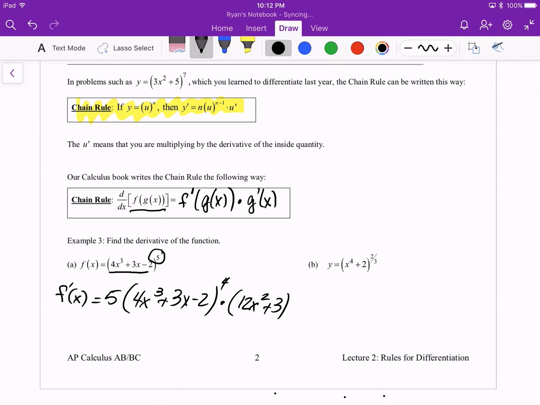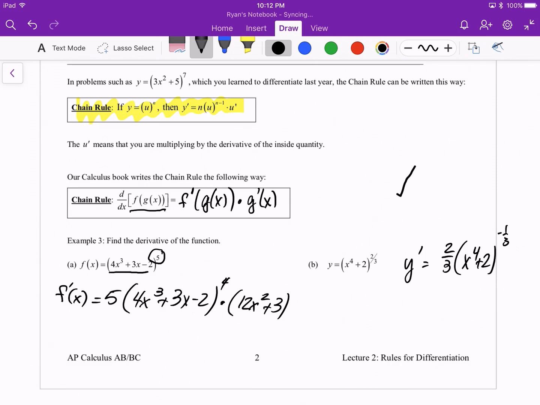Okay, example B, y is equal to (x^4 + 2)^(2/3). Again, this is a chain rule problem because I have a function inside of another function. I have x^4 + 2 inside of x^(2/3), if you want to think about it like that. So the outside function is to the 2/3 power, so y prime is going to equal 2/3. Rewrite the inside just the way that you see it, x^4 + 2, raised to 2/3 minus 1, which is negative 1/3.